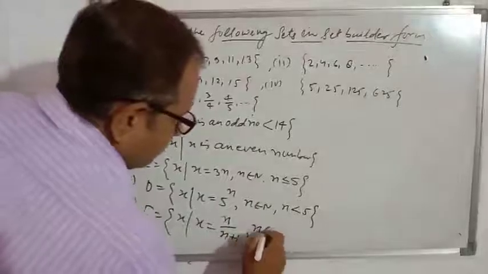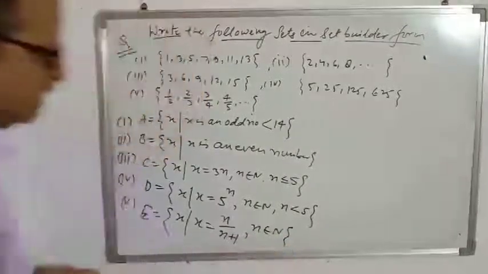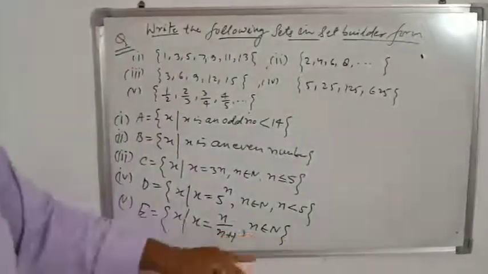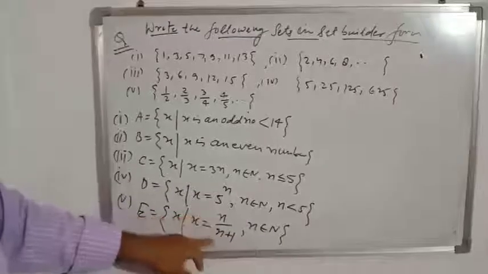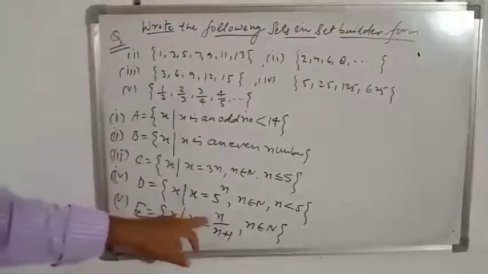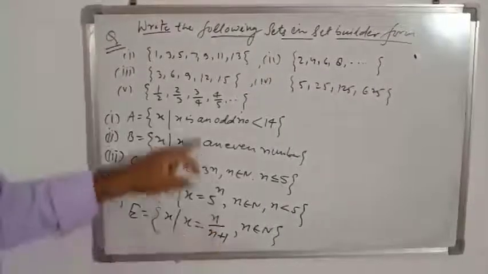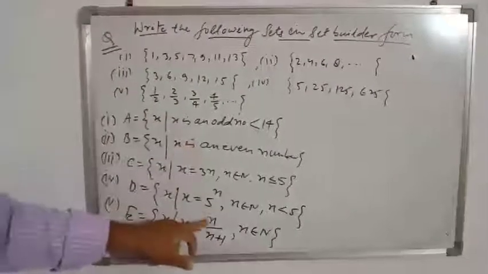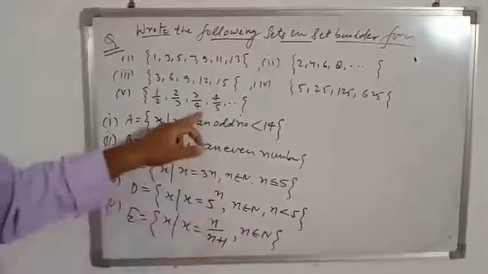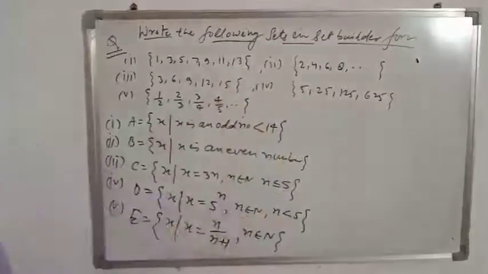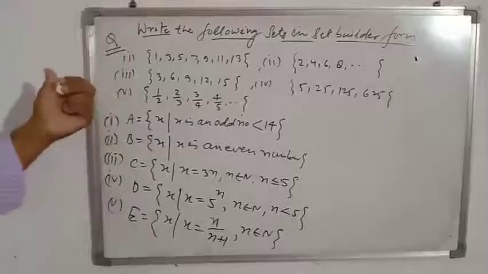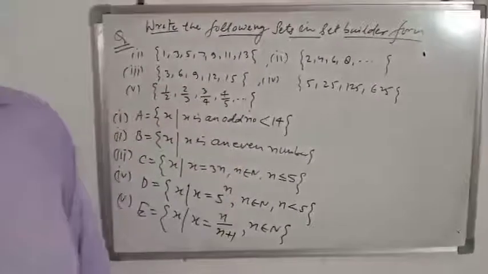And what is n? N is a natural number. Natural number means 1, 2, 3, 4. So write here 1 upon 1 plus 1, 2, 1 upon 2. Next natural number 2, 2 upon 2 plus 1, 3. So 2 upon 3 we will get. 3, 3 upon 3 plus 1, 3 by 4. In this way we can express it. So this is the way how to write a given set in the set builder form.